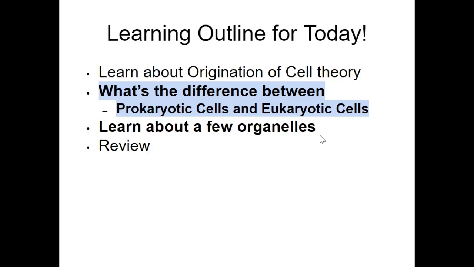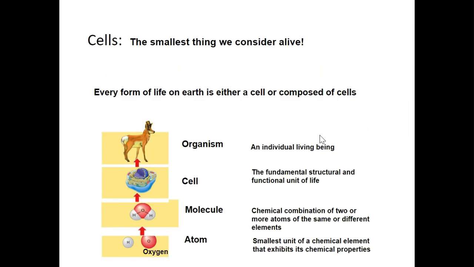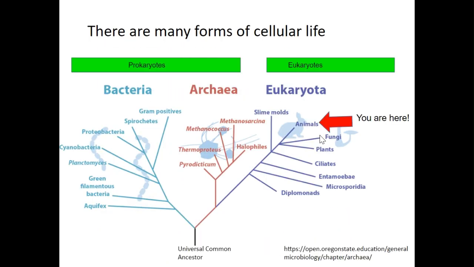Okay, so now we're going to learn the difference between a prokaryotic cell and a eukaryotic cell. All right, so we went over this, that cells are the smallest thing we consider alive, and every form of life on Earth is either a cell or composed of cells. And we also have seen this tree before, where we have our bacteria and archaea on this side of the tree, and our eukarya on this side of the tree.